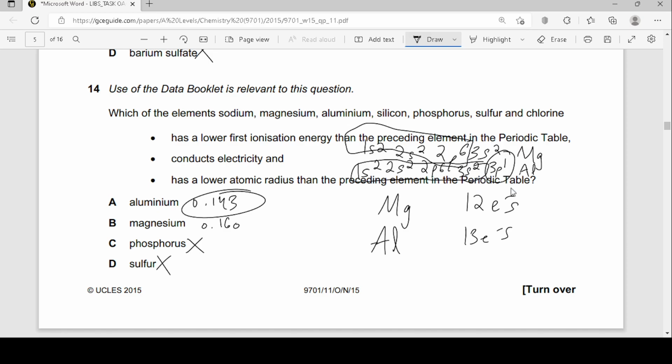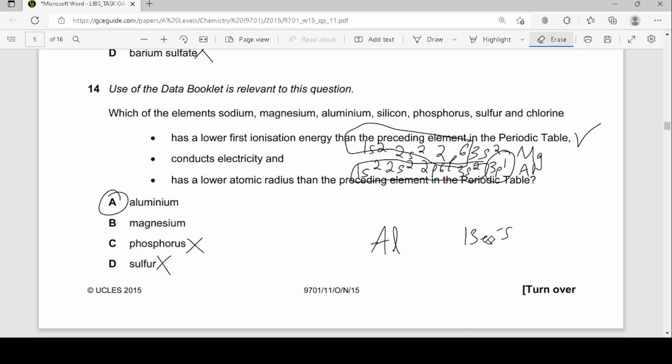So that means that the nuclear force of attraction on the outermost valence electron for aluminium will be lower, because it has more shielding, right? The outermost electron is more shielded, which means it has a lesser nuclear force of attraction to the nucleus, and that means it has a lower first ionization energy, right? So that means that my answer must be aluminium. I know that was a very long-winded explanation, and I hope that wasn't too confusing, but basically the answer is A.